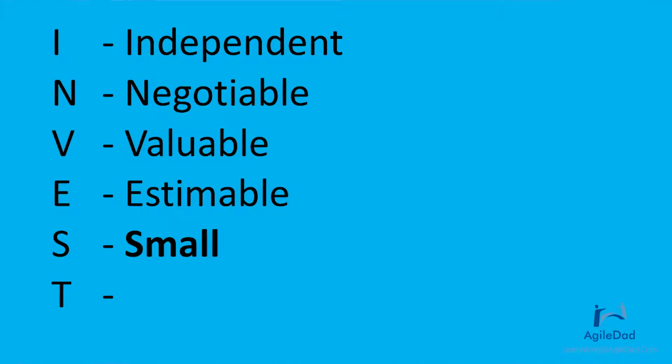Next is S for small. These stories need to be small enough that they fit in a sprint, and that's the biggest that we want. Ideally, we want them to be half a sprint or less, and there's a number of reasons for that. If the stories are smaller, we can complete multiple stories in a sprint. They don't become too convoluted and too confusing and too complicated.